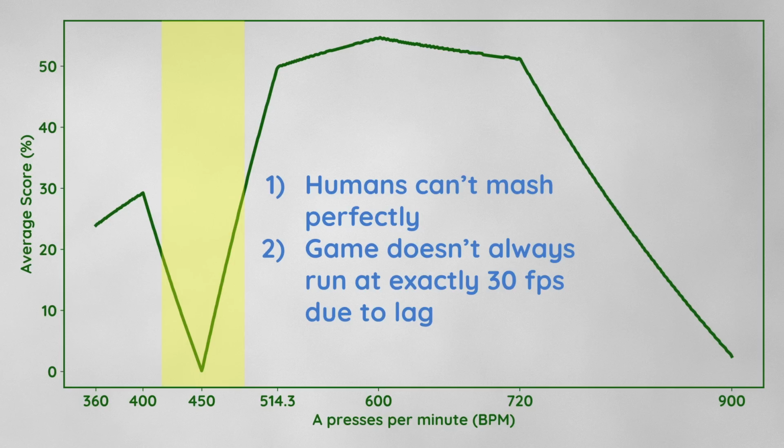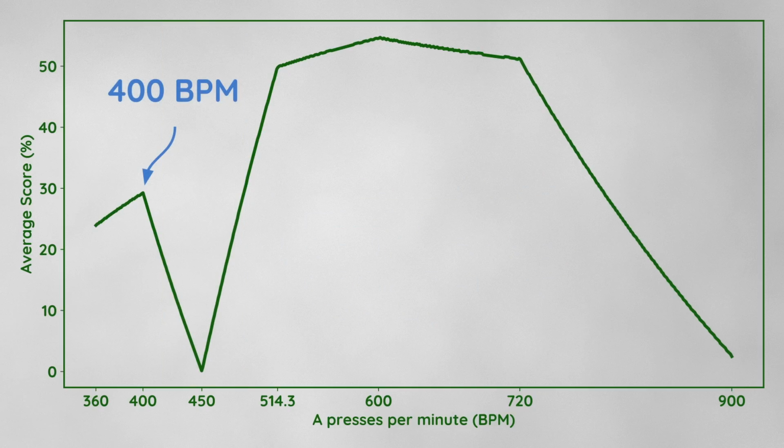Furthermore, the game doesn't always run at exactly 30 FPS. Even a tiny amount of lag during a frame can shift an A press from one frame to another. So while 450 BPM won't have an exactly 0% success rate, we should still find that a lower speed of 400 BPM will be better.